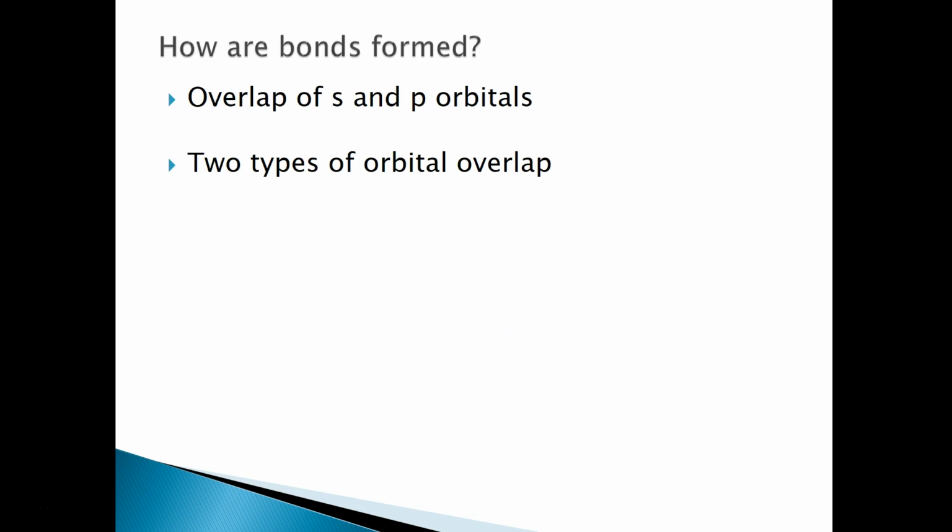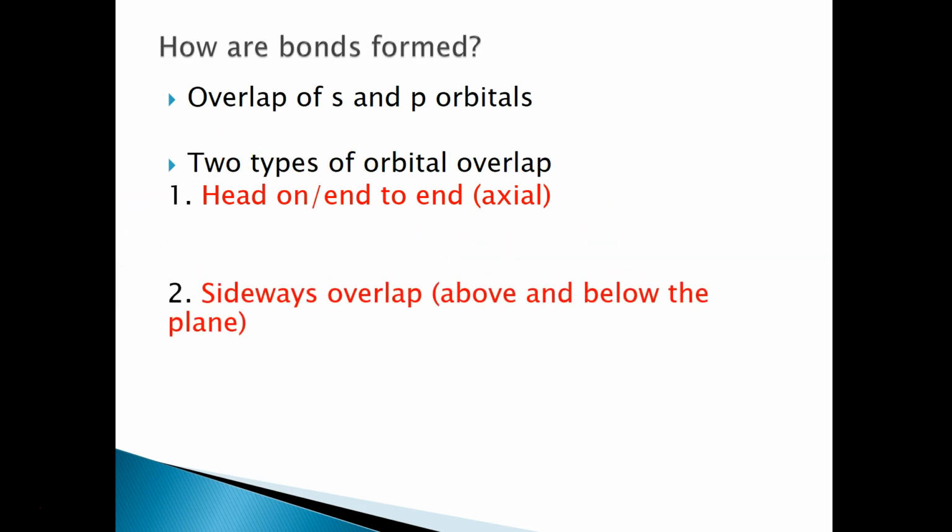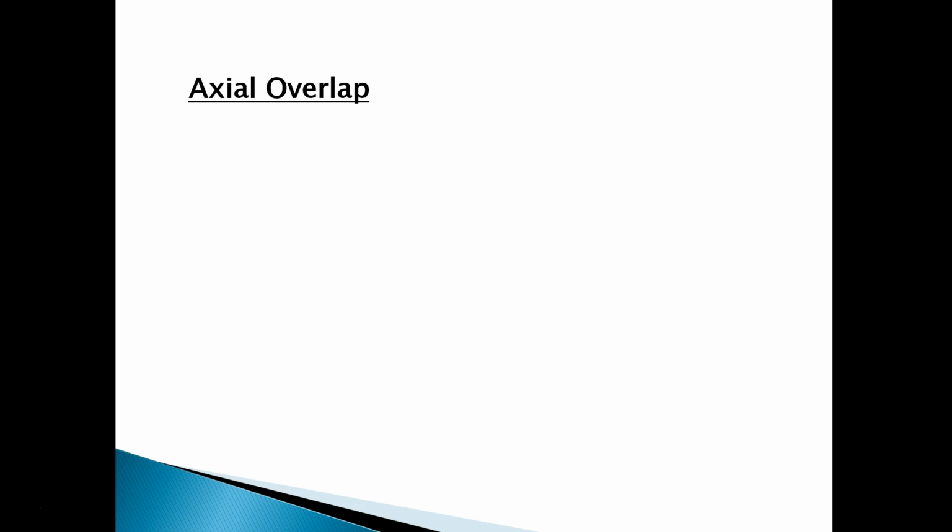All right, so how are bonds formed? Well, all covalent bonds are formed by the overlap of atomic orbitals. In this class, we only have to concern ourselves with the overlap of s and p atomic orbitals. And there are two types of overlap. The first is head-on or end-to-end overlap, which is also known as axial overlap. The second is sideways overlap, which is overlap that occurs above and below the plane of the bond. So let's look at these one by one.